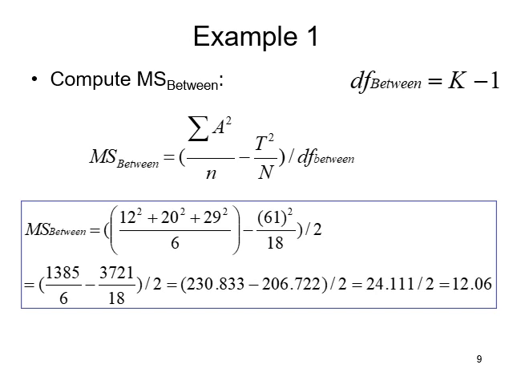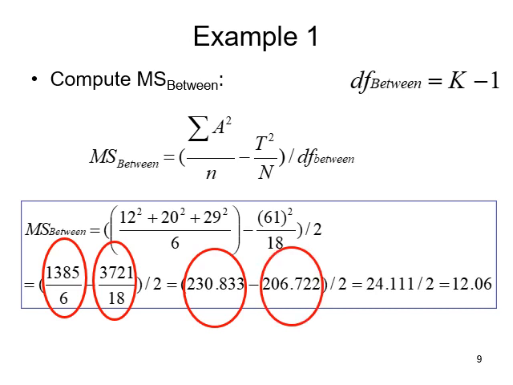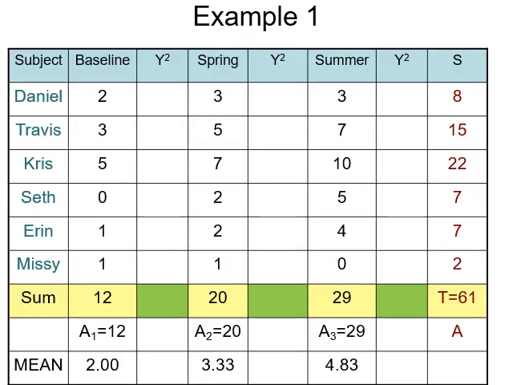T was 61, square it, 61 times 61, divided by big N, the total number of scores that we had in our data set, in this case, 18. And then finally, we're going to divide that number by the degrees of freedom, in this case, 2. So at this point, we're just going to run those numbers. And what we end up with is 1,385 divided by 6 minus 3,721 divided by 18. And then we're going to divide both by 2. And again, we're just going to walk through that equation and get to our number.